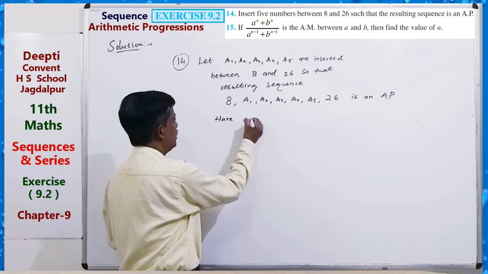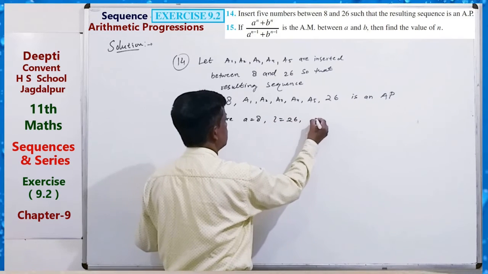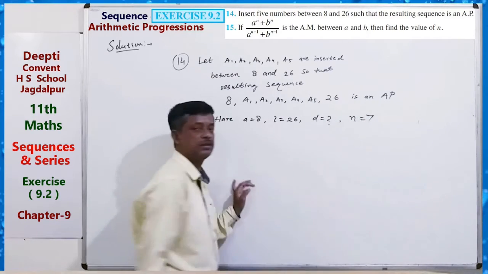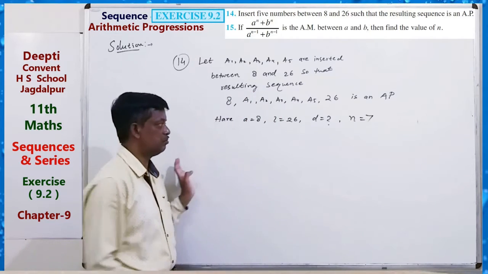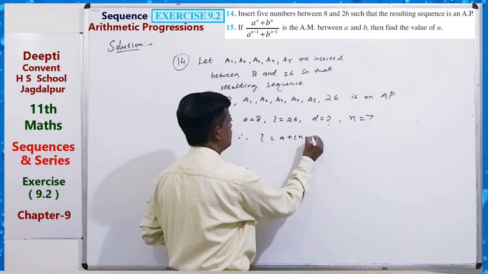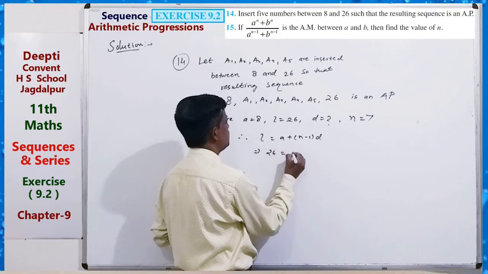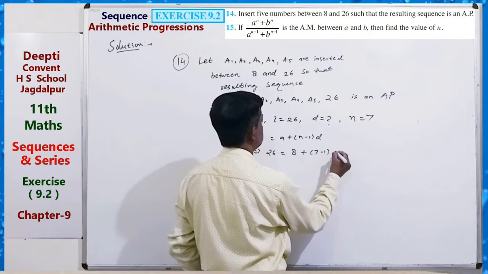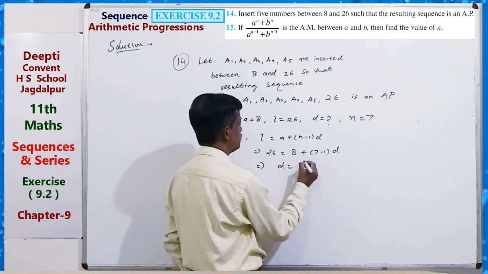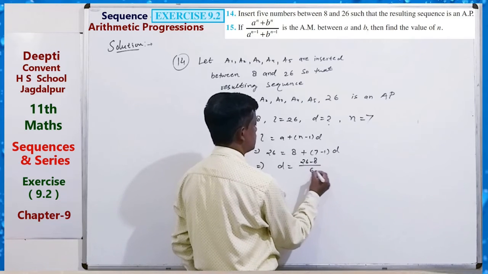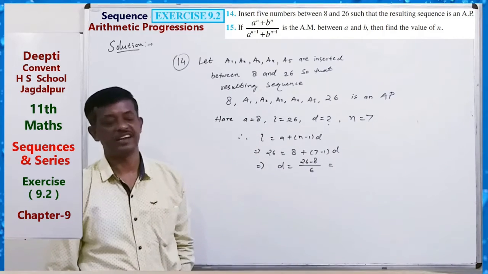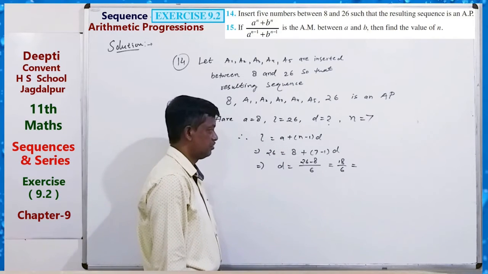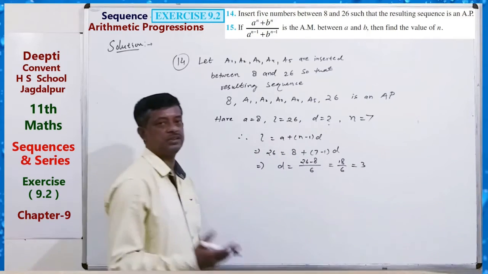Here A equals 8, L equals 26, D we have to find, and N equals what? 5 plus 2, 7, so N equals 7. 5 numbers are these, and 8 and 26 are 2 numbers, so 7 terms. Therefore, L equals A plus n minus 1 into D gives 26 equals 8 plus 7 minus 1 into D. So we can find D equals 26 minus 8 upon 6. 26 minus 8 means 18 by 6, which is 3. So D equals 3.